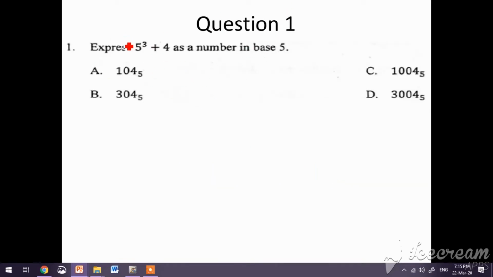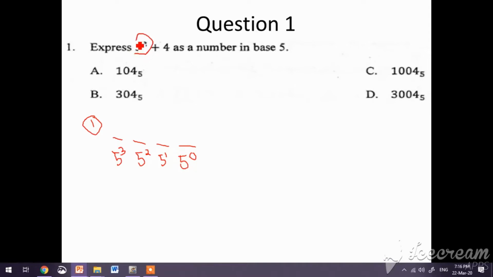Question number 1. Express 5 power 3 plus 4 as a number in base 5. Okay, so this one you have two methods. First method, this is base 5. Write like this: 5 power 3, 5 power 2, 5 power 1, and 5 power 0.